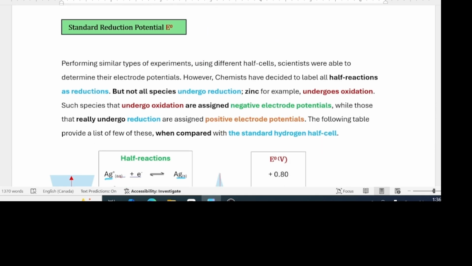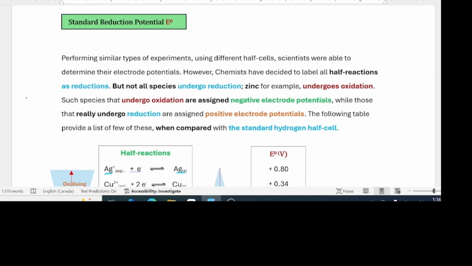Next, we do what is called standard reduction potential. Performing similar types of experiments using different half cells, scientists were able to determine their electrode potentials. However, chemists have decided to label all half reactions as reductions.